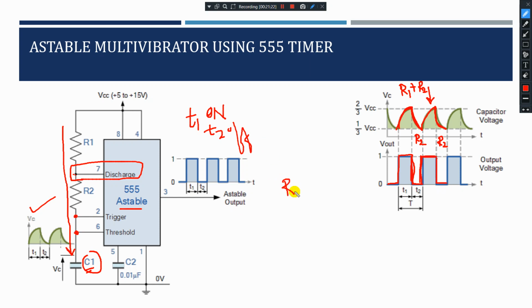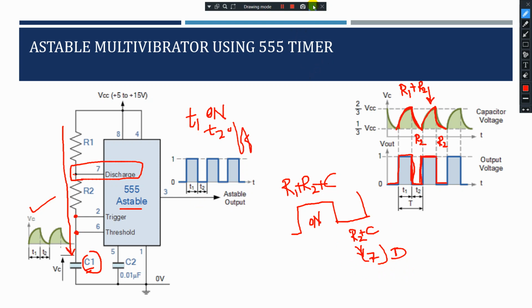By calculating R1, R2 and C for the high, that is the T on cycle. For T off, we take R2 and C for discharging. So T on is determined by R1, R2 and C. For T off, we take only R2 and C. The reason is R2 is connected to pin number 7, and pin number 7 is the discharge pin to the transistor.